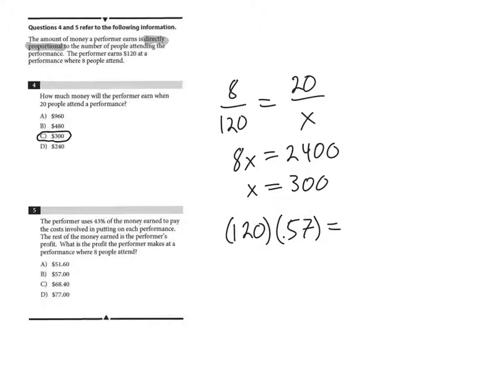Okay, so I'm going to go to my trusty calculator on this one. 120 times 57 hundredths. It's going to equal 68.4. And since we're talking about dollars, I'll tack on a zero there. And we see that C, $68.40 is the take-home profit.